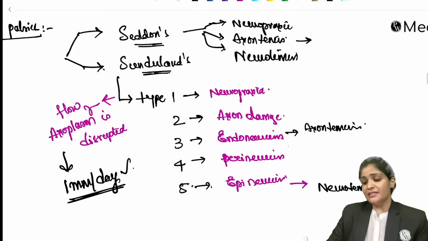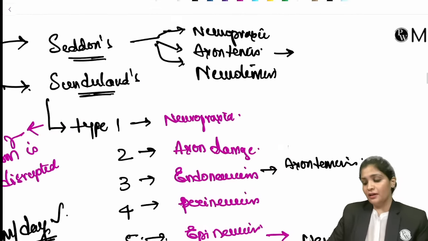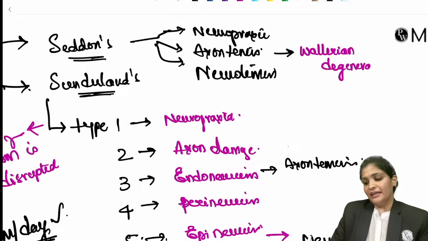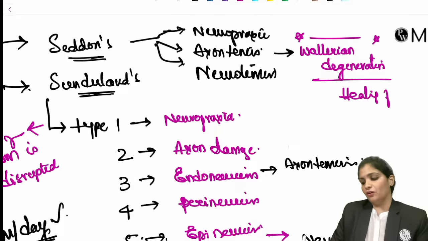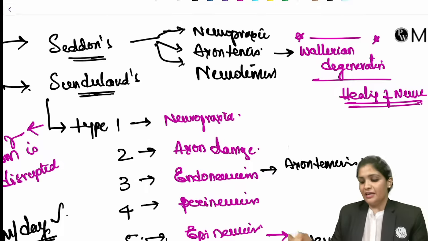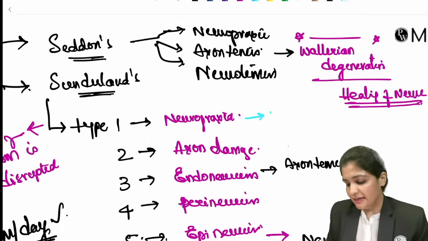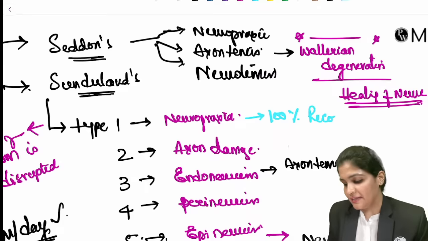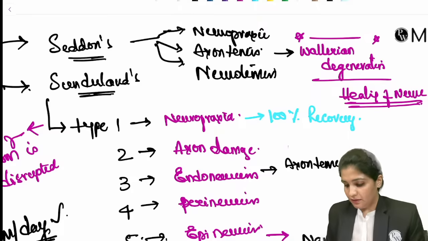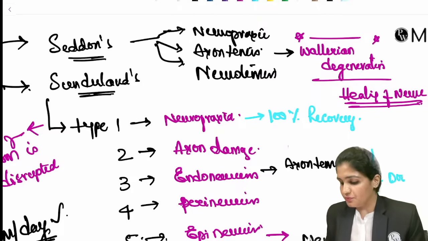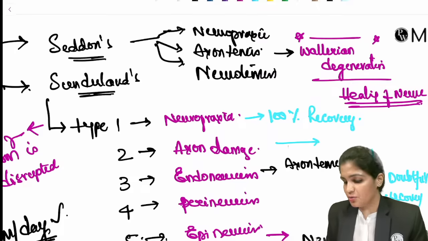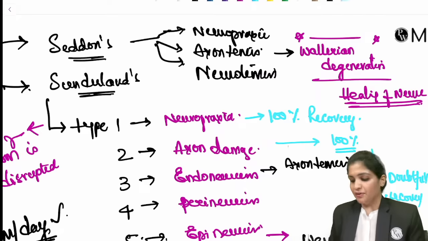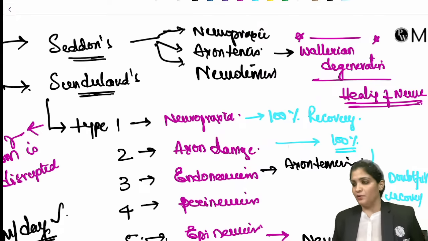And in case of axonotmesis, one important condition you have to remember is Wallerian degeneration, right? What is this Wallerian degeneration? It is a condition of healing of your nerve. Healing of the nerve takes place through Wallerian degeneration. And in case of neuropraxia, remember there is 100% recovery. And from here, it is doubtful recovery. Here also it might reach 100% in axon damage, but from damage to the endoneurium, perineurium and epineurium, it is always a doubtful recovery.